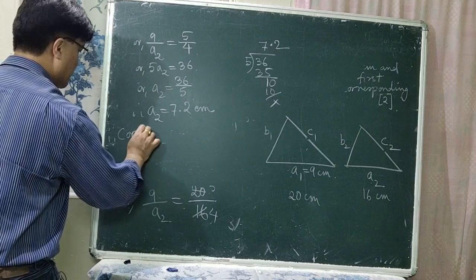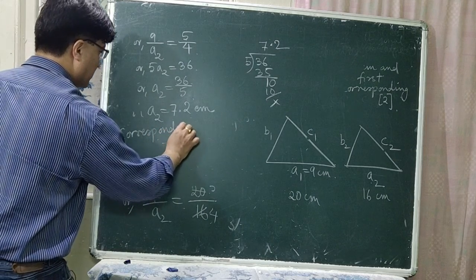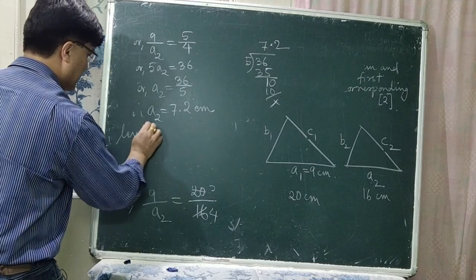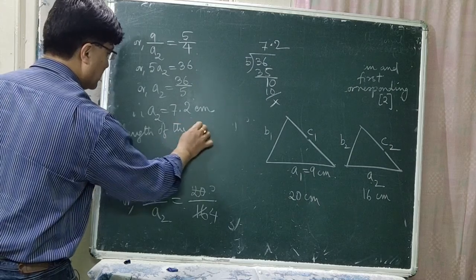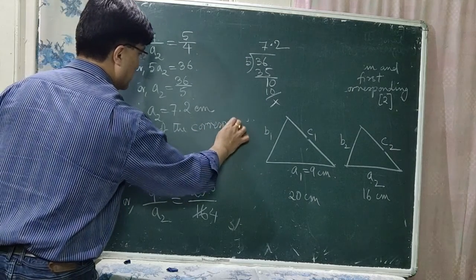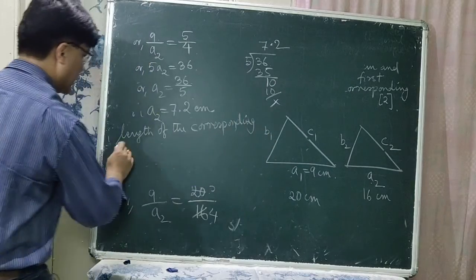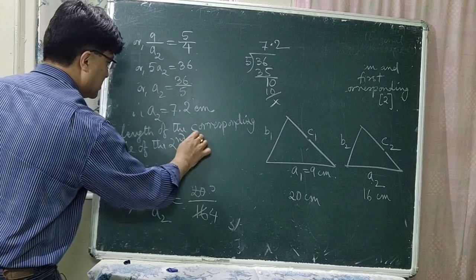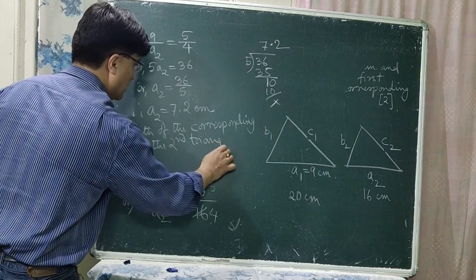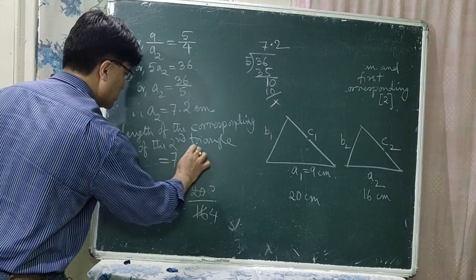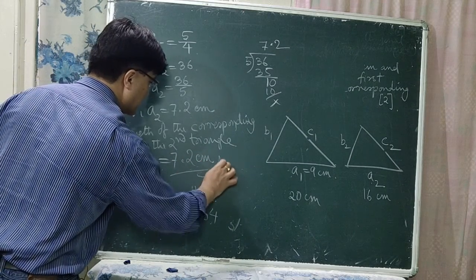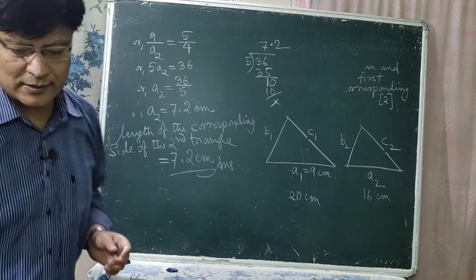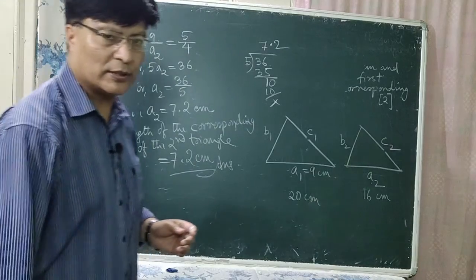Therefore, let us write: length of the corresponding side of the second triangle is equal to 7.2 centimeters. So this is the final answer. So I think you have understood it. So you can copy it. Now we'll do the next question.